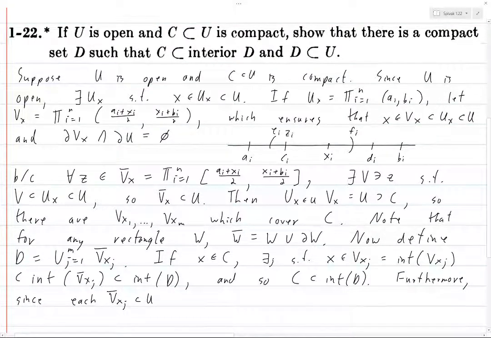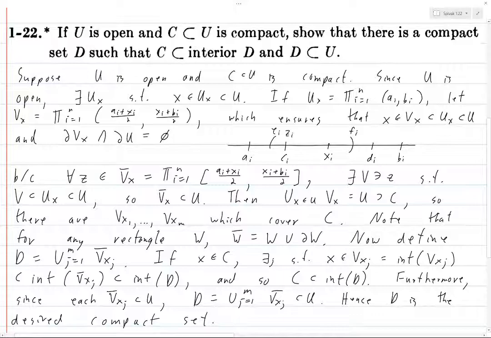We said that the closure of each Vx is in U, so the closure of each Vxj is in U. D is just the union of a whole bunch of things which are in U, and so it's itself in U. Hence, D is the desired compact set. And then, when writing up this exercise, I realized I didn't prove that D is compact.